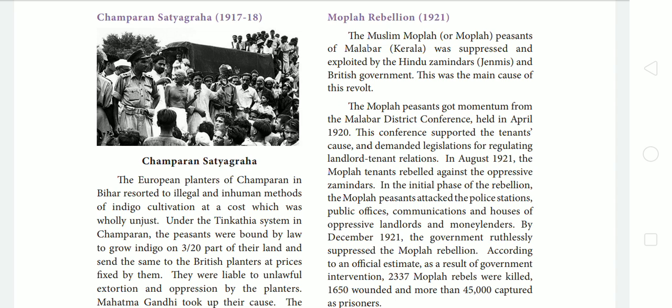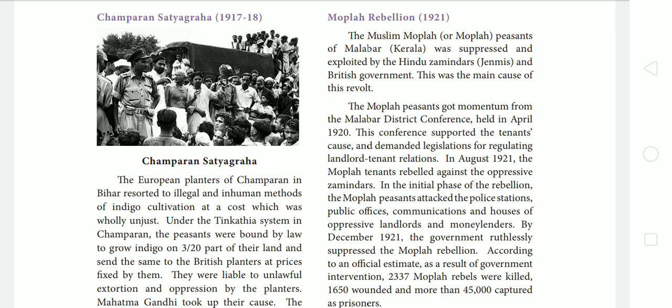In August 1921, the Mapla tenants rebelled against the oppressive zamindars. They revolted against the Hindu zamindars. In the initial stage of the rebellion, the Mapla peasants attacked the police stations, public offices, communications and houses of oppressive landlords and moneylenders. By December 1921, the government ruthlessly suppressed the Mapla rebellion.